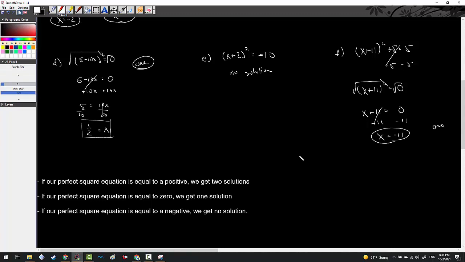So that is the generalization that you need to be able to make when you run into these perfect square equations. And eventually we'll be dealing with these perfect square equations a lot. So I want to get used to seeing those patterns now.